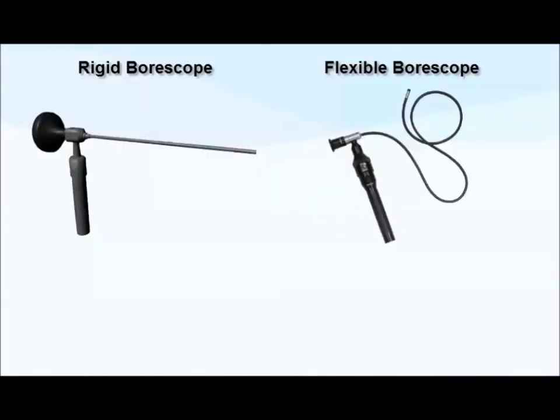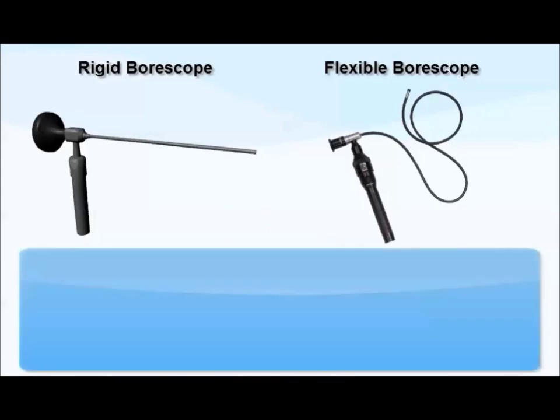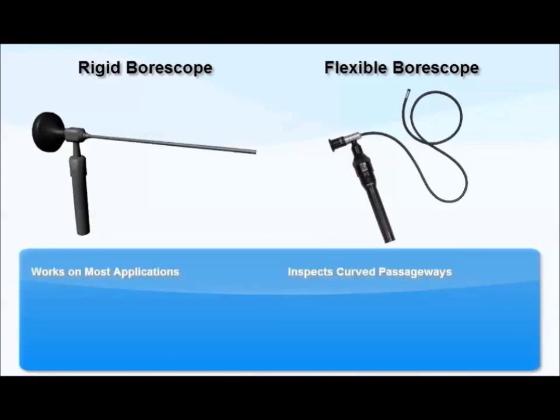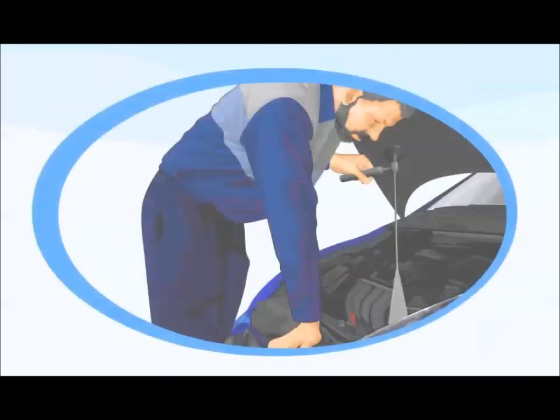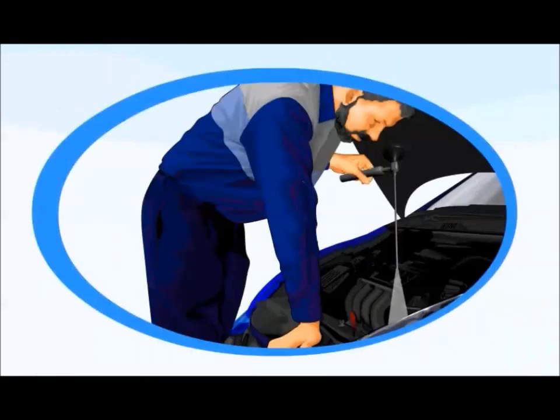Borescopes come with rigid or flexible ends. While a flexible borescope fits into curved passageways, rigid borescopes cover about 95% of all automotive applications and provide a superior image for less money. In addition, rigid borescopes hold up better in automotive service, since they can take more abuse without damage.